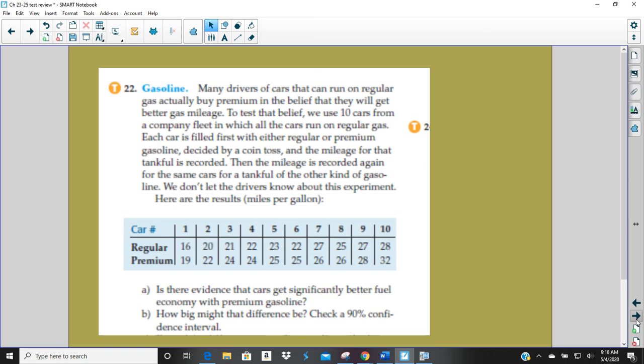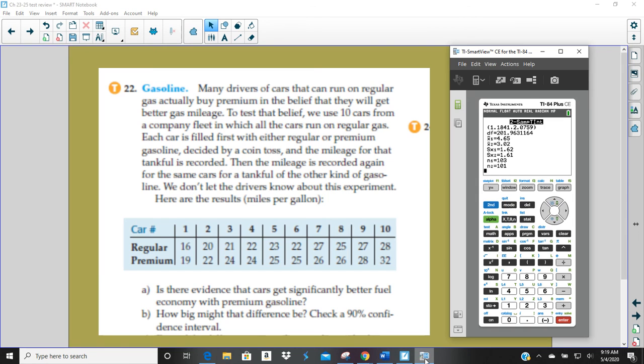Is there evidence that cars get significantly better fuel economy with premium gas? Looking at it, this is a before and after. We have all different cars, different people on the street, randomly picked, and they secretly gave them regular, and then they secretly gave them premium, and they wanted to see the miles per gallon on each of the cars. So let's go through and do the assumptions and conditions, which will be the same.